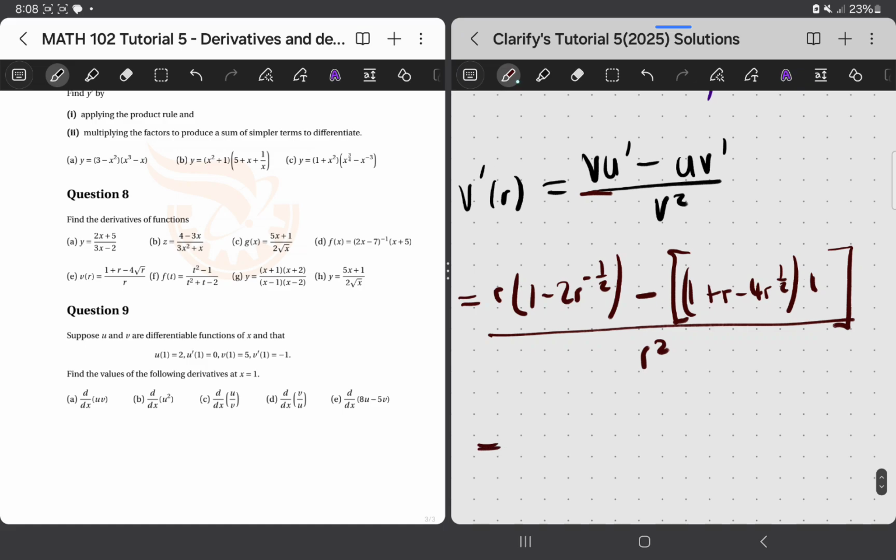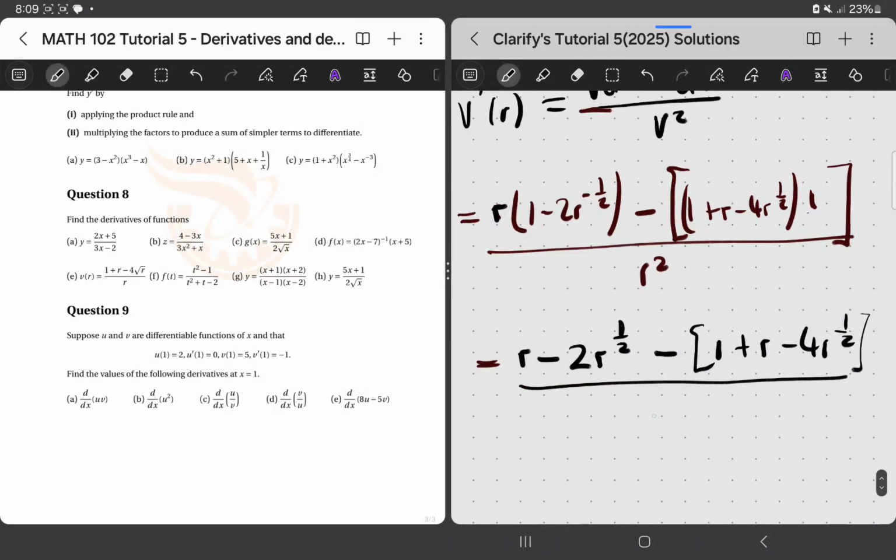Now, what are we going to get? We just have to simplify. So we have R times 1 is R, minus 2, R to the power of 1 times R to the power of negative half. You add the powers, so it's 1 minus half. You get positive half, and that's the power of R. So it's R to the positive half. Remember, you add the powers of R. Then you're going to say minus this whole thing. We say 1 times 1 is 1, plus 1 times R is R, minus 4R to the power of half. Anything you multiply by 1 comes back as it is. And it's over R squared.